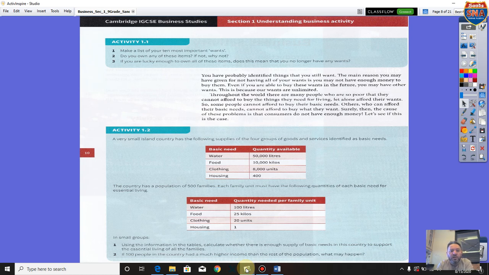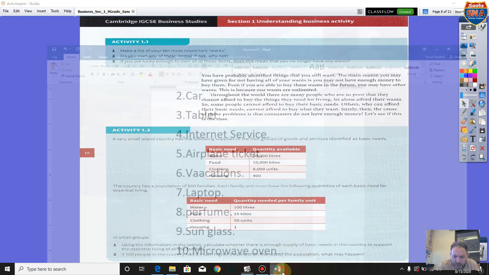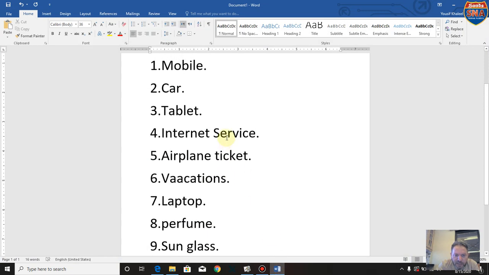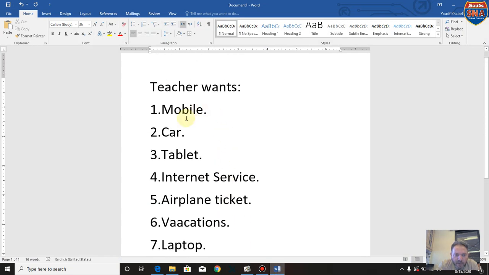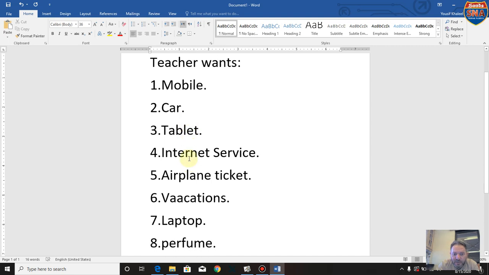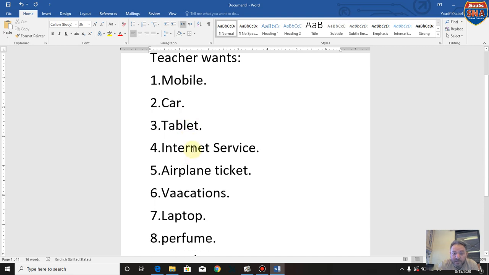Okay, let's go to question 2. Do you own any of these items? If not, why? Okay, let's go back again to car. Yes, I own a car. Mobile, okay. Tablets, actually I don't have a tablet. Internet service, yeah, I have an internet service. Airplane ticket, right now I don't have an airplane ticket to travel to some countries for my vacation.